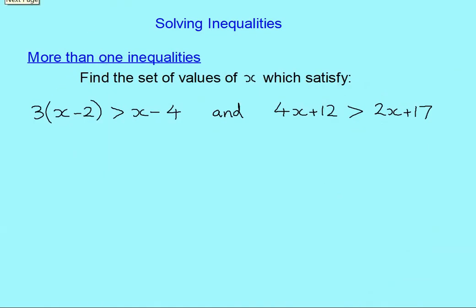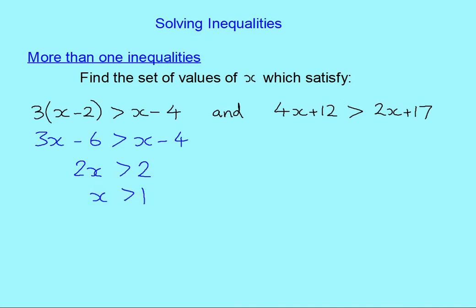One last thing. So we might give you 2 at the same time. So find the set of values of x which satisfy not only this one, but also this one. So we have a bracket here, so let's expand that. So we've got 3x minus 6 is greater than x minus 4. Solve it as normal, so x is on one side, I'm going to add 6 to both sides as well, and I get x is greater than 1.